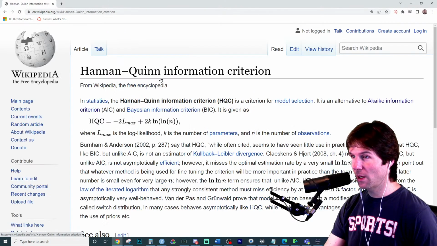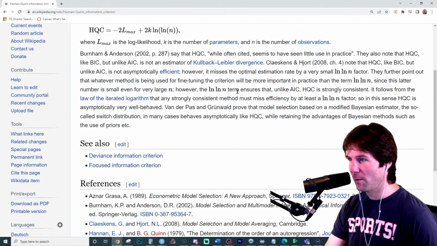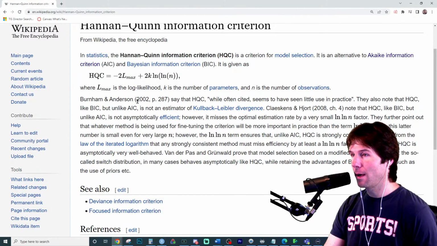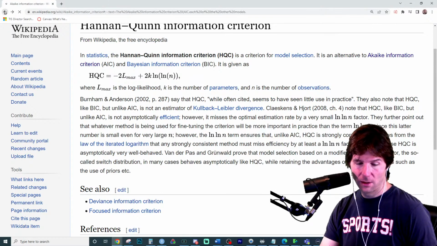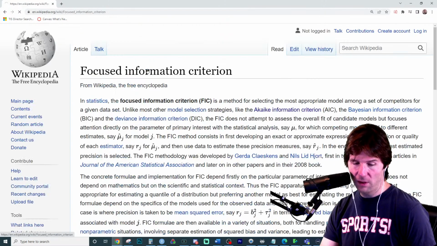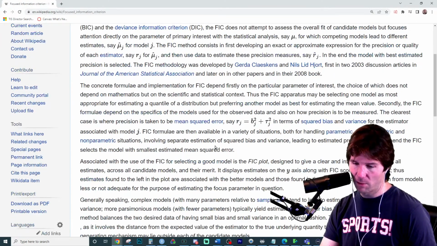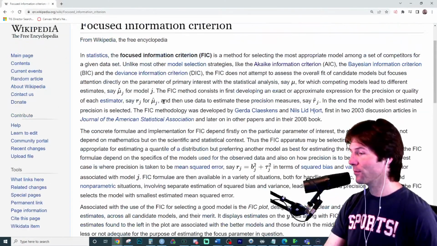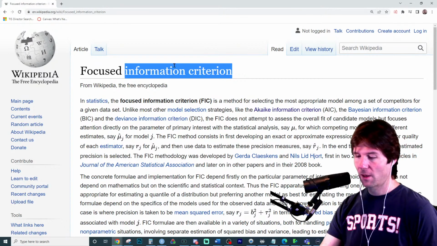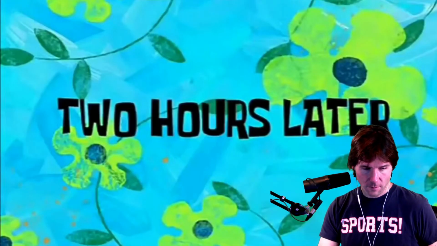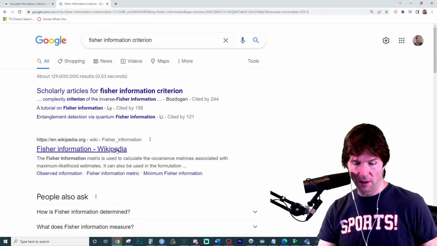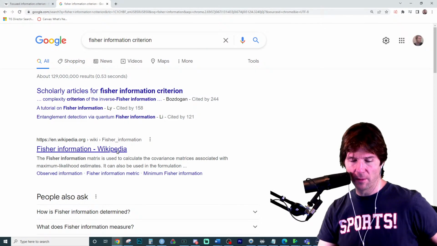There's another information criteria. I don't even know of this one. It might be more recent. Huh. I don't know. AIC is where it really took off. Oh, it's the focus information criteria? I thought it was Fisher. Yeah. So the big thing to know is when we're talking about information criteria, there is a Fisher information criteria. Fisher information. Oh, it's the Fisher information matrix.